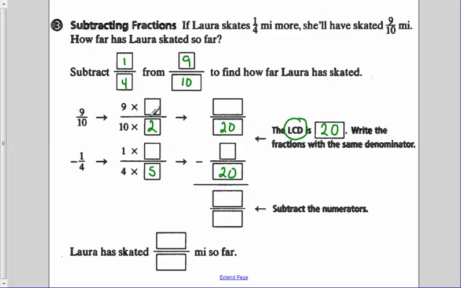So 10 times 2 is 20, so I do the same to my numerator, 9 times 2, and I get 18. 4 times 5 is 20, so the same to our numerator, 1 times 5 is 5. And remember, we are subtracting. Don't add these. So 18 minus 5, we get 13. And we keep our denominator of 20. So she has skated 13/20 of a mile so far.